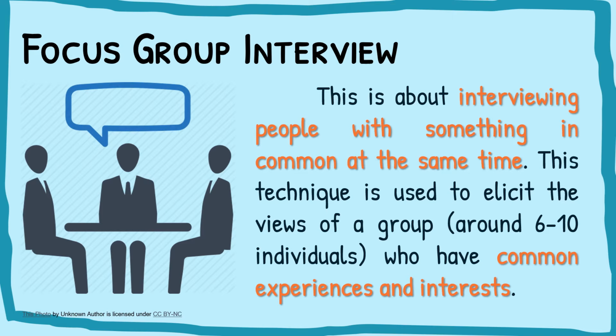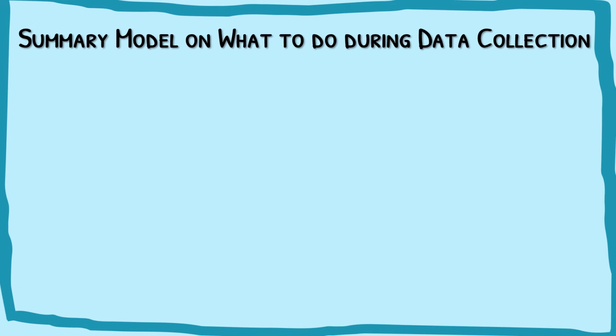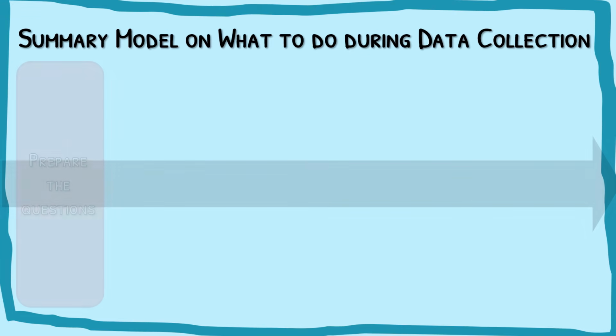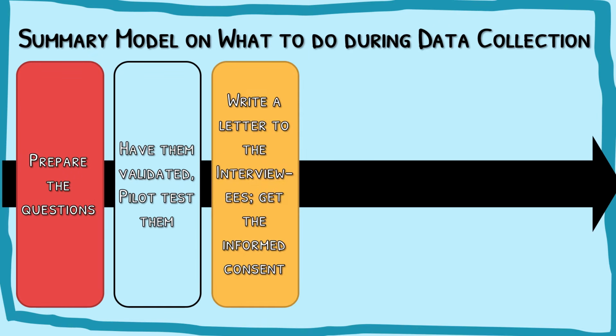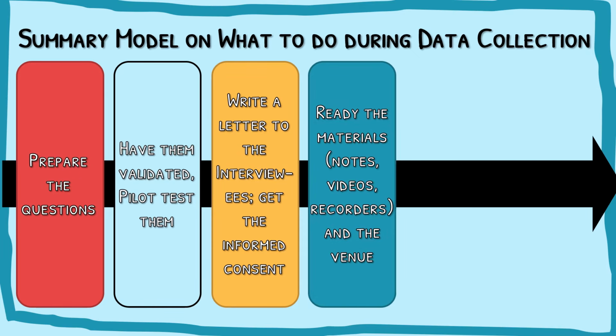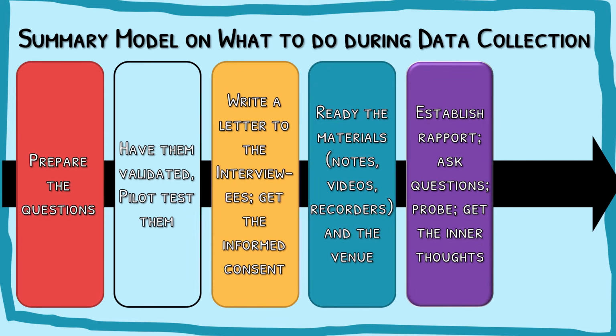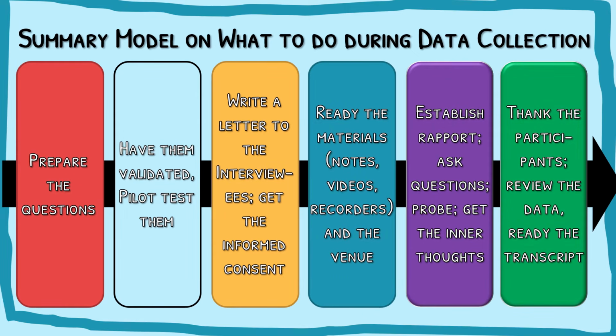The following is a summary model on what to do during data collection. You have to start preparing the questions, then have them validated and pilot test them. Afterwards, write a letter to the interviewees and get the informed consent. Afterwards, ready the materials and the venue. Then, establish rapport, ask questions, probe, and get the inner thoughts. And finally, thank the participants, review the data, and ready the transcript.